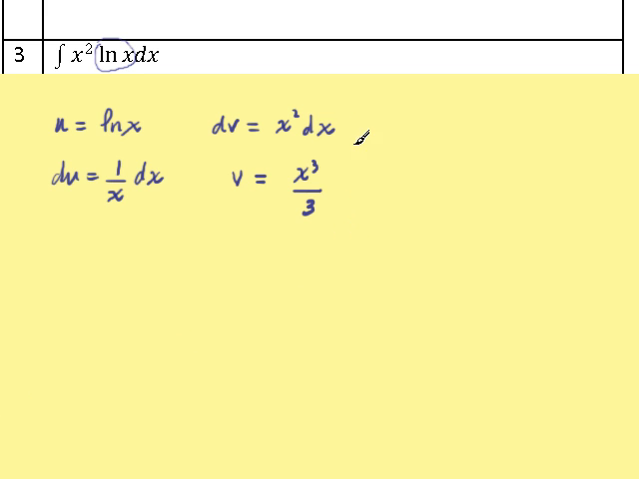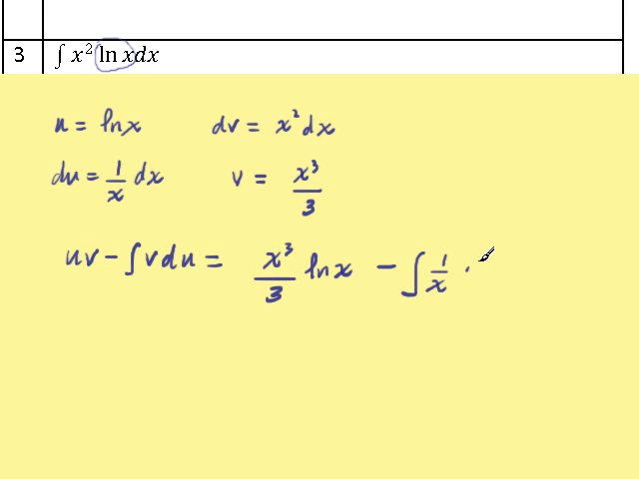It's more complicated than the line above, but here we got something that's simpler than ln x when we differentiate ln x. All right, let's form uv minus the integral of v du. And we have uv is x cubed over 3 ln x. And then we're integrating this product over here. So we have 1 over x times x cubed over 3 dx. And let's simplify this. This is actually equal to x squared.